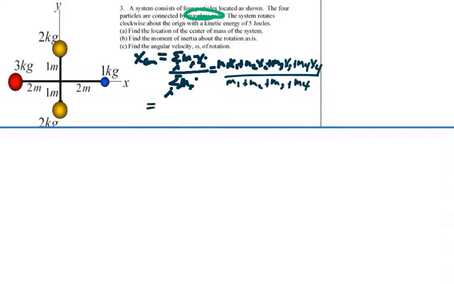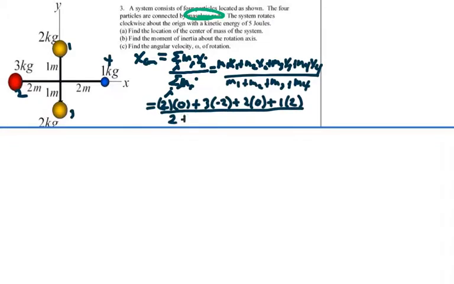So if we were to write that out, labeling our masses as 1, 2, 3, 4 as such, then our first mass would be 2 kilograms located at x equal to 0. And then we would have 3 kilograms located at x equal to minus 2, plus 2 kilograms located at x equal to 0, plus 1 kilogram located at x equal to 2. All of our x coordinates over 2 plus 3 plus 2 plus 1.